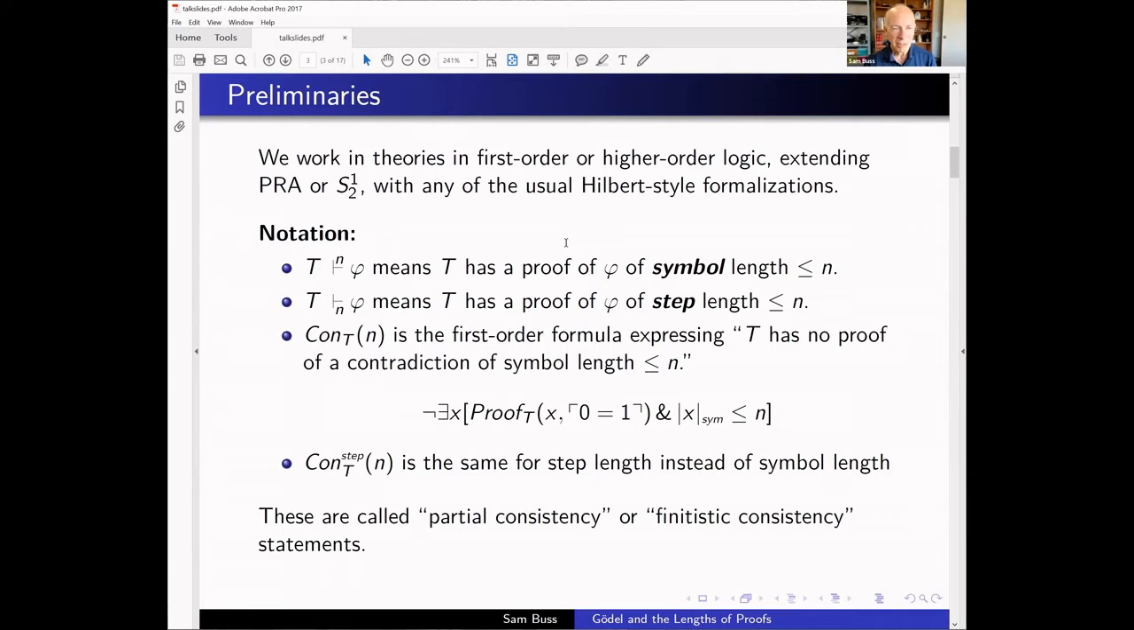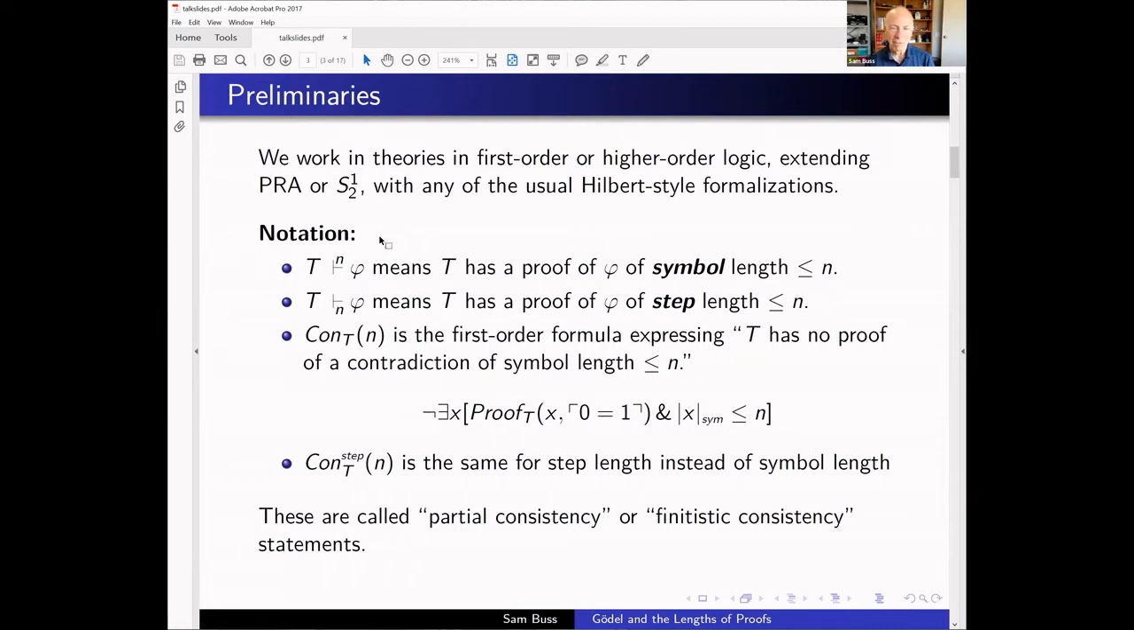So our notation here, I think people can see my mouse if I come on the screen. I use T ⊢ φ with superscript n to mean that the theory T has a proof of the formula φ of symbol length less than or equal to n. So symbol length means we write out the proof as a string of symbols and we count the number of symbols occurring in the proof, and that should be less than or equal to n.